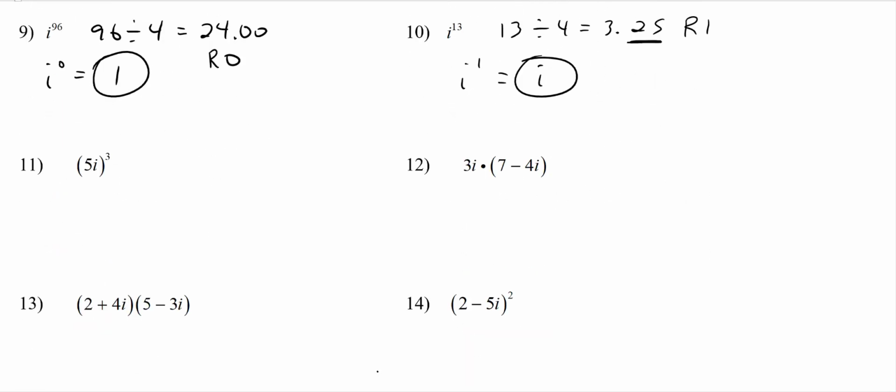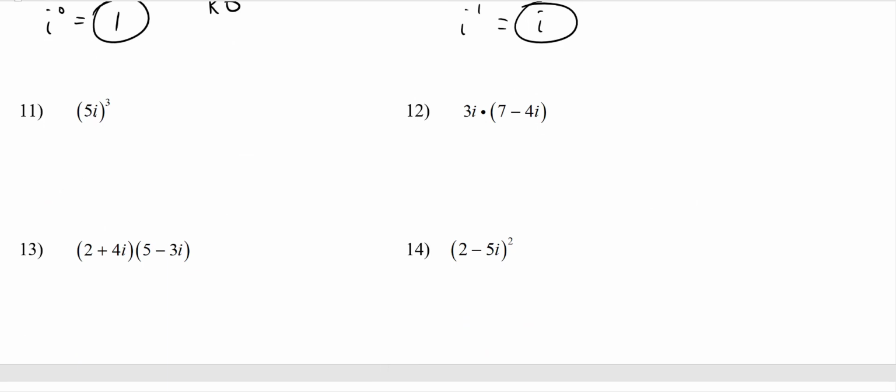Easy points. Okay, number 11. Remember, you're going to cube the 5, and you're going to cube the I. So 5 cubed, put it in your calculator, 125. I cubed. If you left it like that, it'd be wrong, because if you look on your chart, I cubed is negative I. So it's 125 times negative I, which is negative 125I.